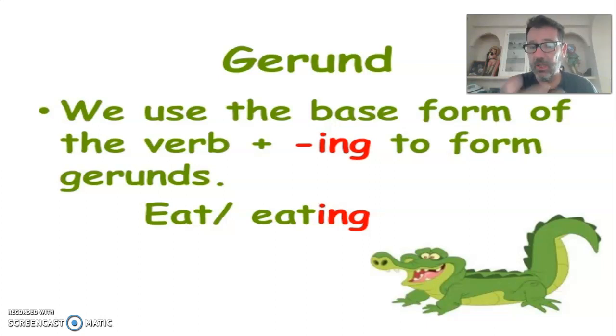So we have the other one. For example, eating. We don't change anything at all. We leave it the way it is. Eat, we add ing. Write, writing. What happens with write? We erase the E, right? W-R-I-T-E. So what do we do? Take off the E and we do writing, W-R-I-T-I-N-G, writing.